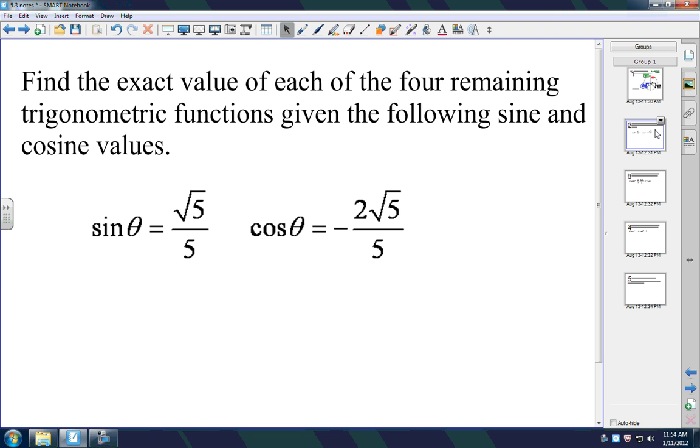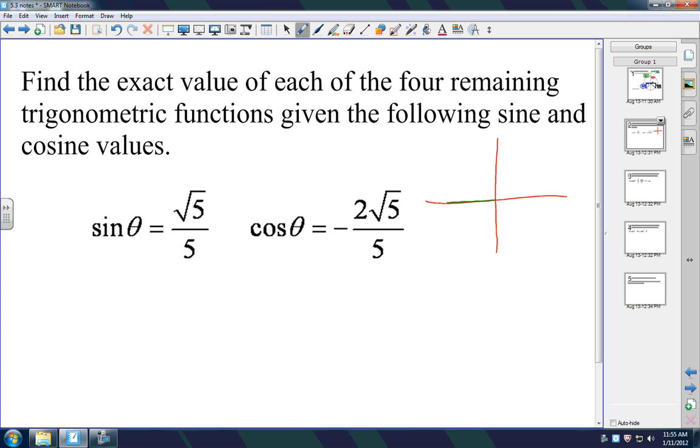Now, in order to get those other 4, I'm going to figure out which quadrant this guy's got to be in. Okay, so a lot of places sine could be positive, but I think it's easier to think about where cosine could be negative. If the cosine's negative, it's got to come back this way.